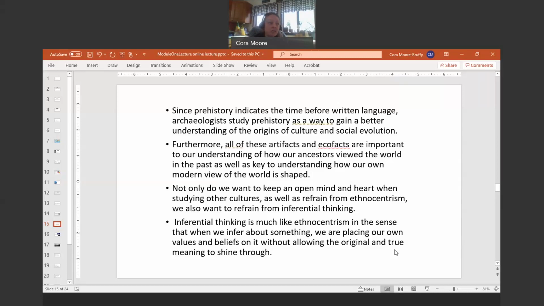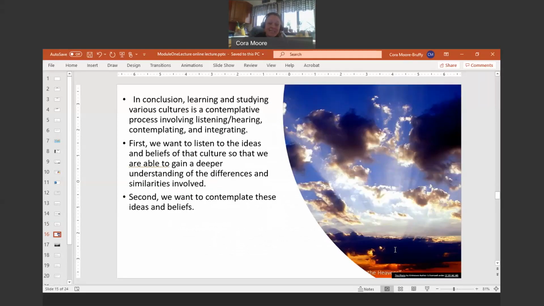It's very ethnocentric type thinking. And so we want to stay away from that. We always don't want to infer or assume anything. You know how that saying about assume goes, and it's a very appropriate saying.